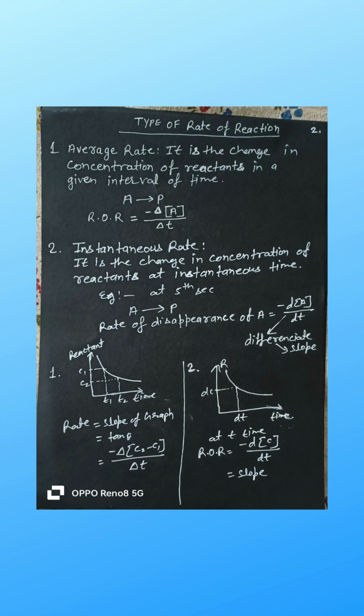Direct comparison. To remember, average rate uses 2 points on the graph. Instantaneous rate uses only 1 point on the graph. Most important line to remember: tangent is drawn on the graph, and to find the slope of that tangent, we differentiate concentration with respect to time. Therefore, instantaneous rate equals slope of tangent equals result of differentiation.